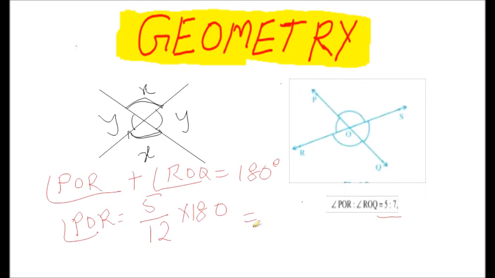So 5 by 12 into 180, 12 into 15 goes into 180, 5 15s is 75 degrees. So we got angle POR as 75 degrees. If angle POR is 75 degrees, this is 180 minus 75, this is 105 degrees. If this is 105, the vertically opposite angle is also 105. And this angle is 75 degrees.